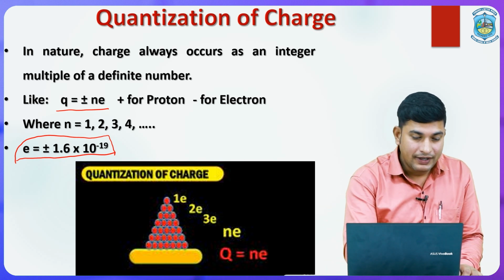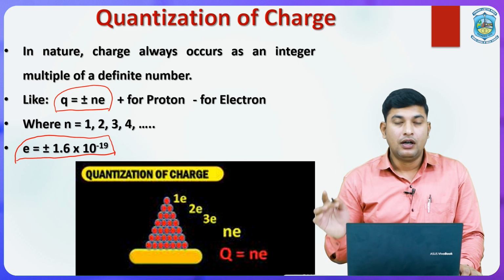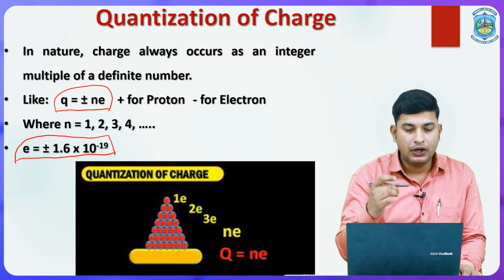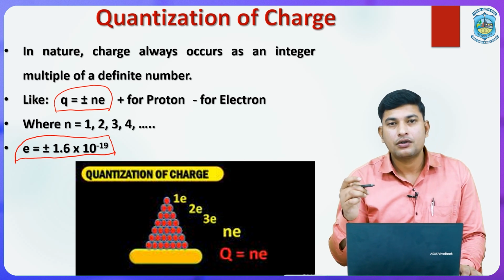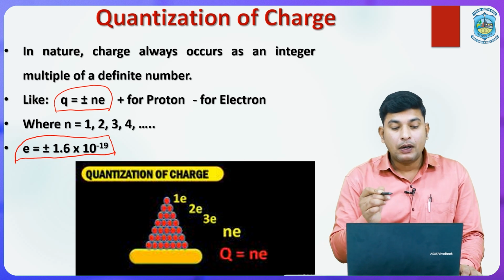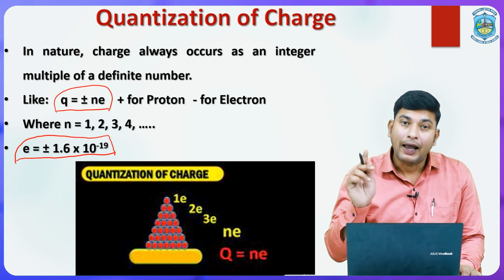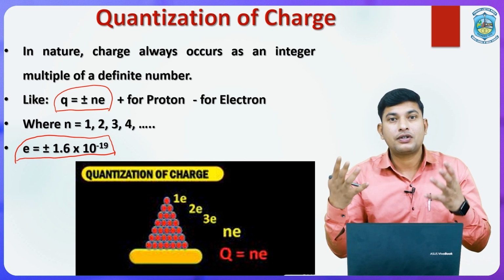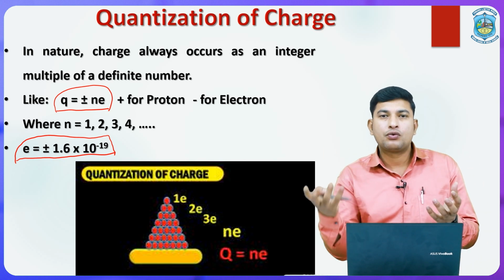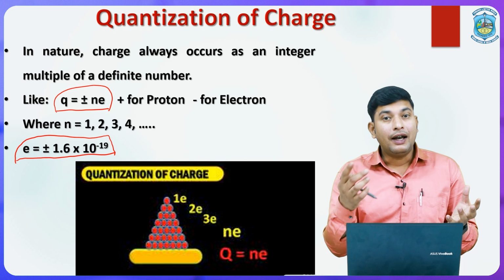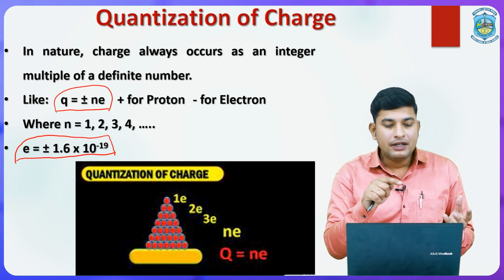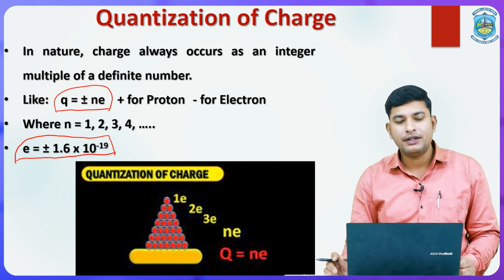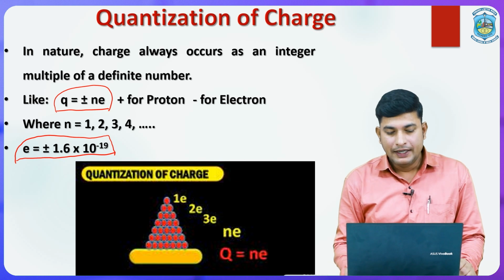Now quantization means q is equal to plus minus ne. For the case of a proton, let me take an example of one proton. So q is equal to plus 1.6 into 10 raised to the power minus 19 for a proton, and minus 1.6 into 10 raised to the power minus 19 for an electron. Now, if we are taking the case of two particles, how much magnitude gets charged? We have discussed 2 electrons, 4 electrons. The value of the electron charge is 1.6 into 10 raised to the power minus 19, multiplied by 2, 3, 4, a particular integer number. So this is what the quantization of charge is.